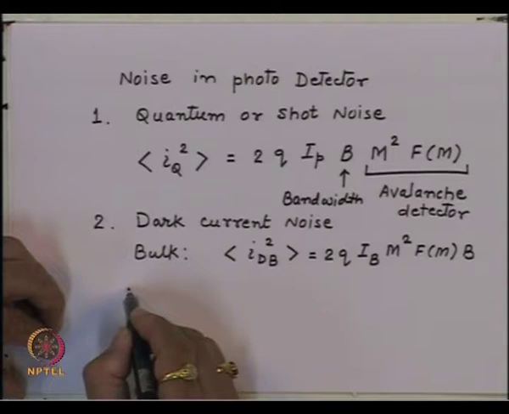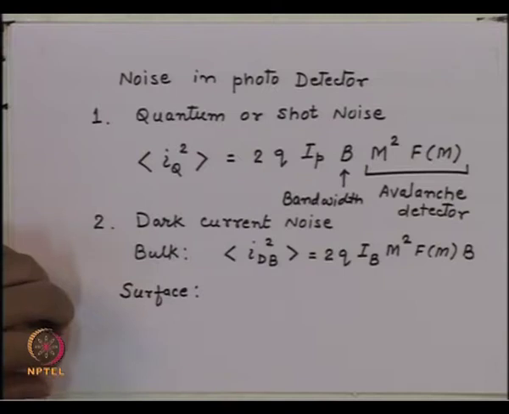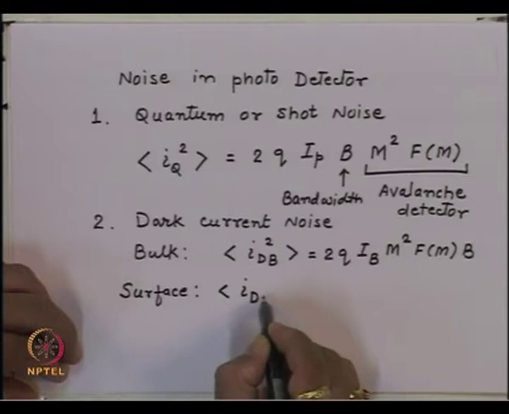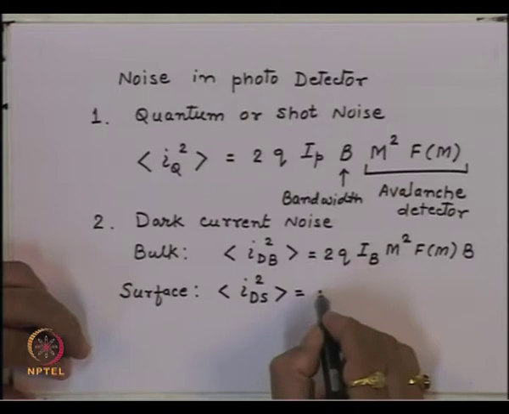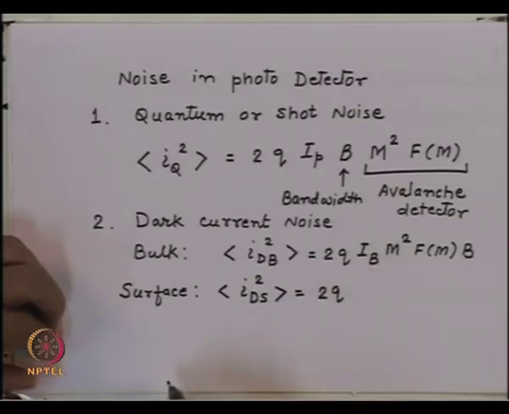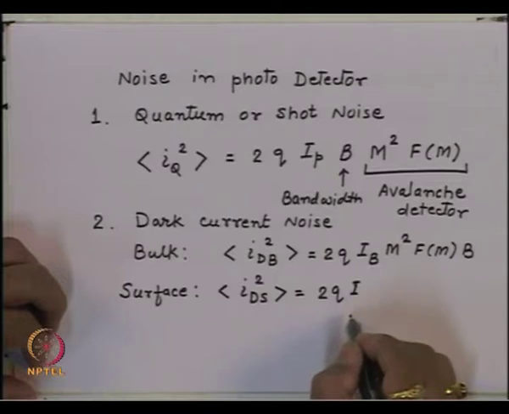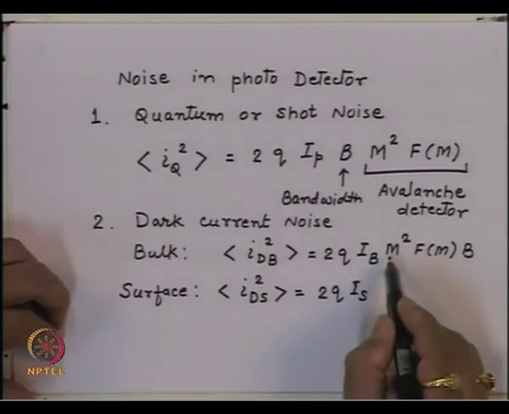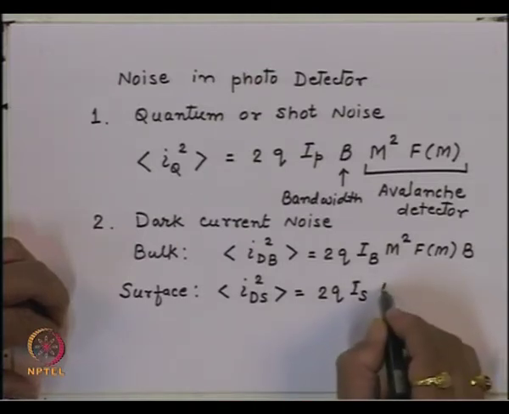The other component is the surface dark current. The mean square value of that would be I_DS square, which will be equal to 2 times q times I surface current, and there is no amplification for this current. So, there is no question of this factor M square F of M here, multiplied by B.